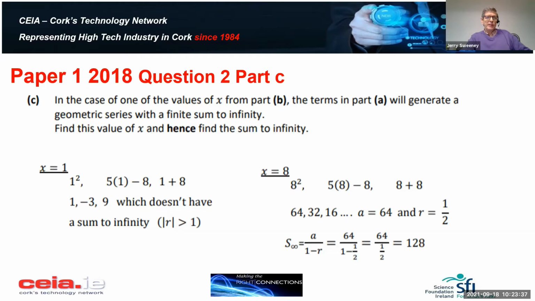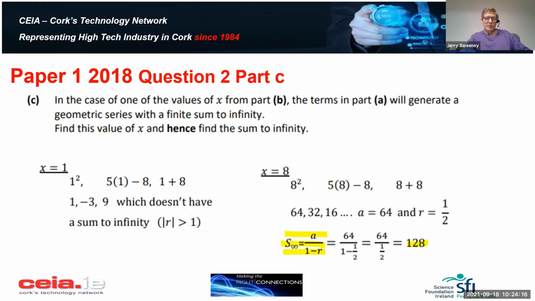A is the first term, and the ratio is equal to half. Each term is half the previous term. And the sum to infinity, when you're doing series and sequences, this will be discussed in more detail. I have to just mention it here because this problem covers both algebra and series and sequence. So the sum to infinity is the first term over 1 minus the ratio, and that is finite. And since it's 64 over a half, then the sum to infinity of the series when x is equal to 8 is equal to 128.